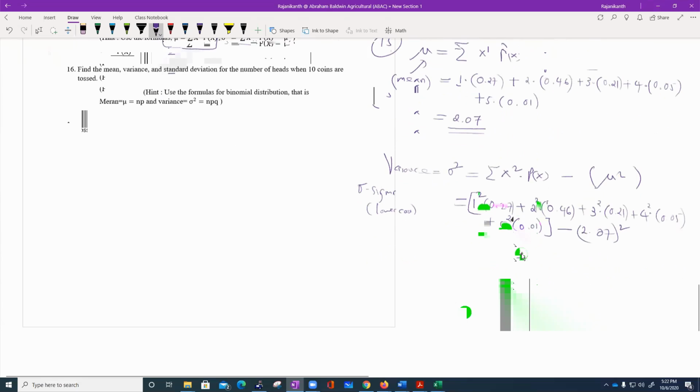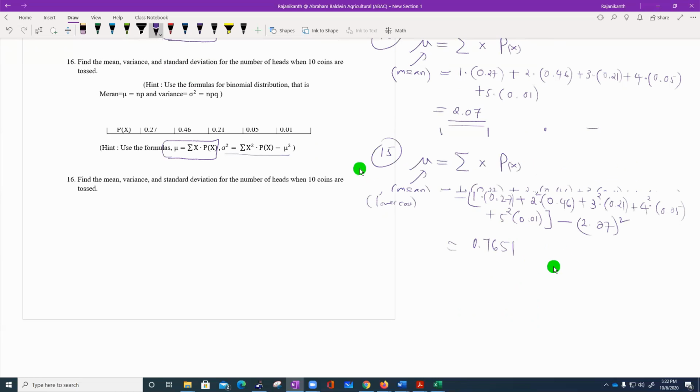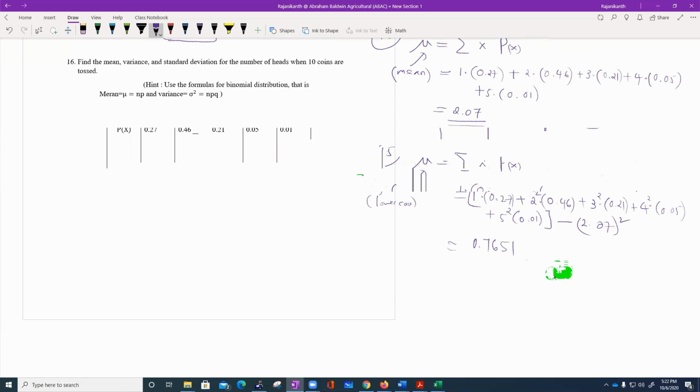So now you can plug everything into the calculator and check. If you do it correctly, you should get 0.7651. That was the answer I got. Please correct me if I am not correct. So that is variance. Once you know variance, it is always easy to find standard deviation.